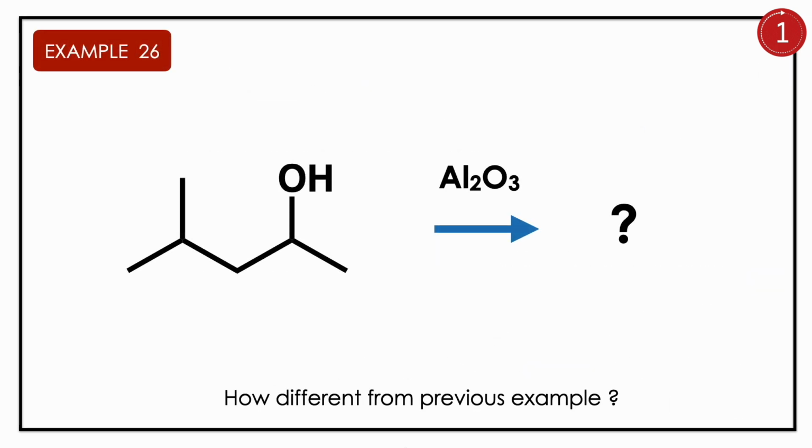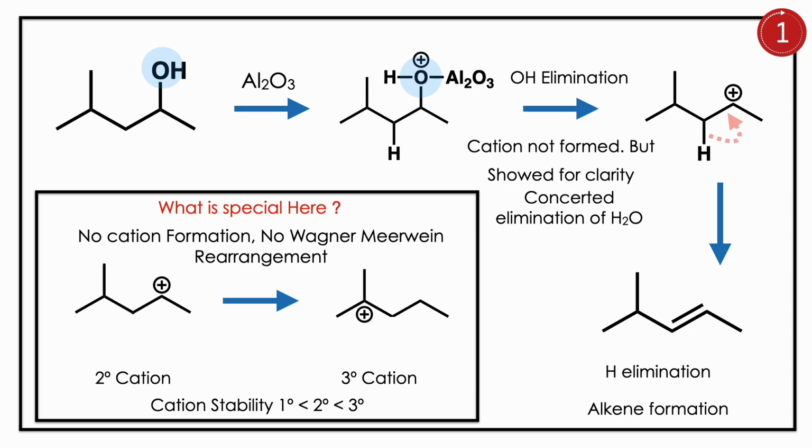Then the next example: you have a linear chain with terminal methyl groups and an alcohol. You are reacting with alumina. You should find what the final product will be. Here you are using aluminum oxide. Aluminum oxide is a Lewis acid, but it won't promote cation formation. Here the cation is shown for clarity. Hydrogen eliminates in a single step with alumina elimination. You have alkene as the final product.